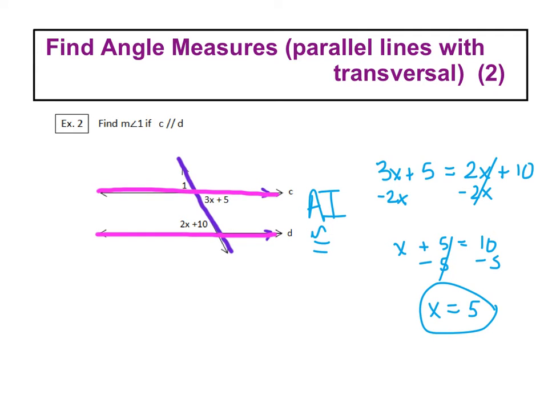It's easy to think that we're done with the problem, but we want to remember what they actually asked us to do. They asked us to find the measure of angle 1. So it might be helpful to figure out what these angles are. We know that they have the same measure, but we don't know what it is.